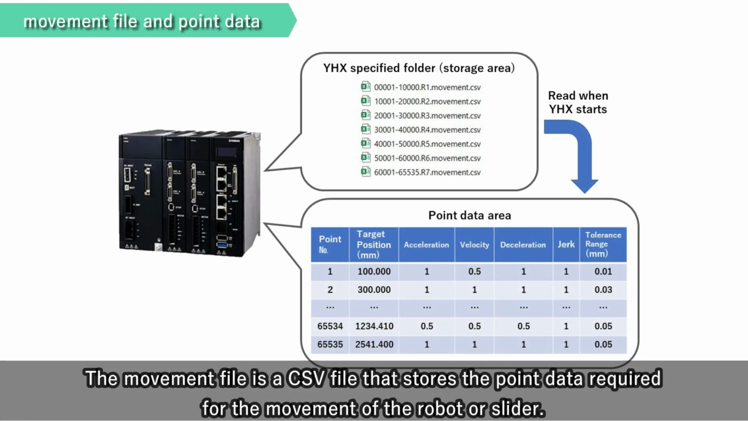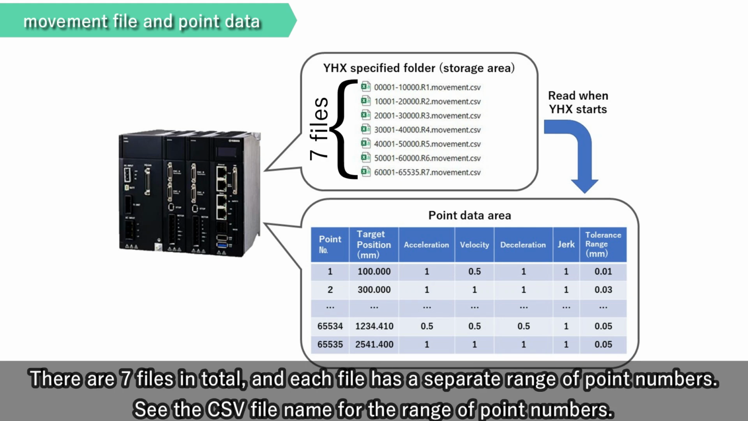The movement file is a CSV file that stores the point data required for the movement of the robot or slider. There are 7 files in total, and each file has a separate range of point numbers. See the CSV file name for the range of point numbers.